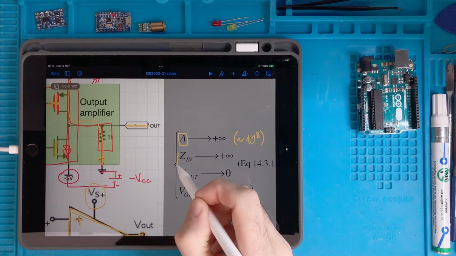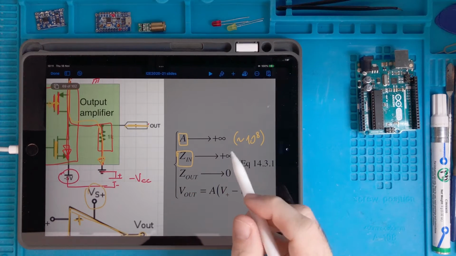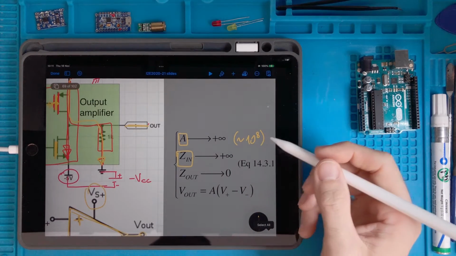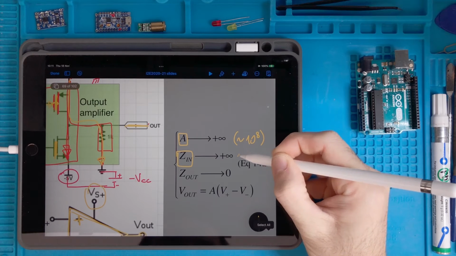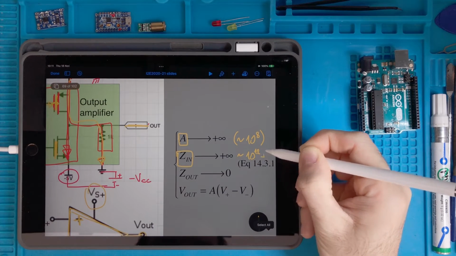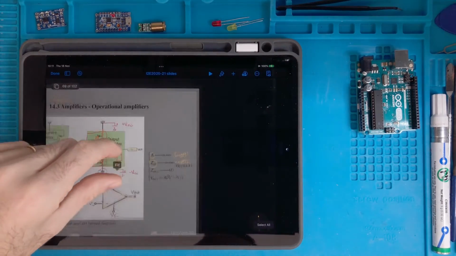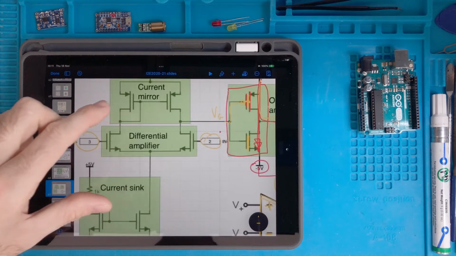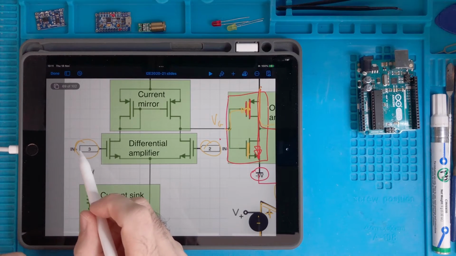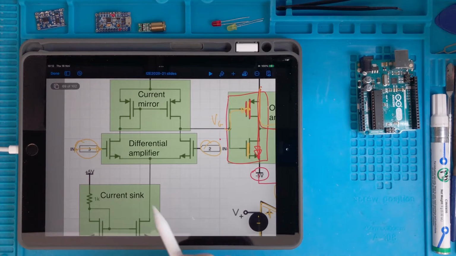The input impedance is something that approaches also, let's say, infinity. It's not like this, of course, but most of the time it's something like 2 to the 12 ohms, something like this. So what does it mean? It means that from the point of view of the current entering the inputs, basically there is no current entering in the inputs.